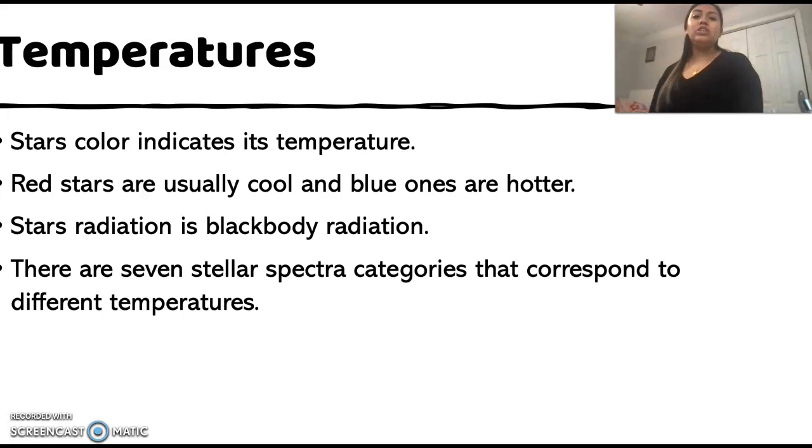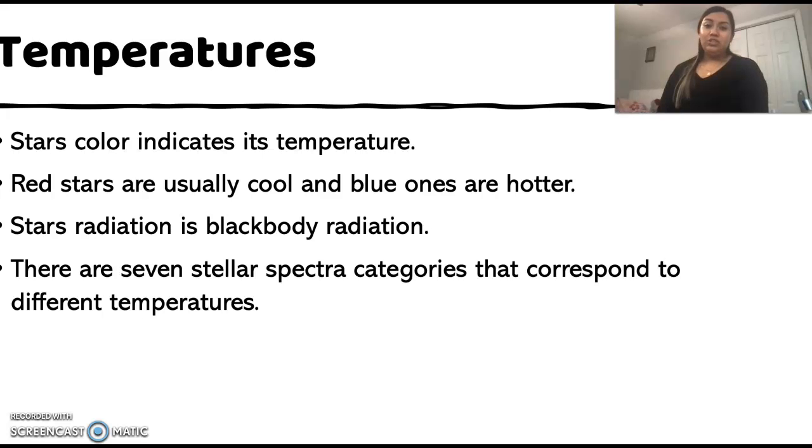Temperatures. Stars' colors indicate their temperature. Red stars are usually cool and blue ones are hot, which is crazy because in life, if you ask somebody who doesn't know much about stars what they think would be the hottest star, I'm pretty sure they would say red, because everything that we see as red, we consider hot. But in reality, red is cool when you're talking about stars, and blue is hot. We don't see that in life in general. We see completely the opposite, which is crazy.